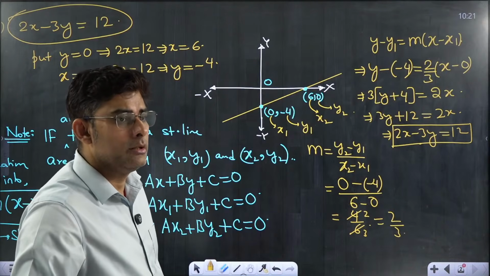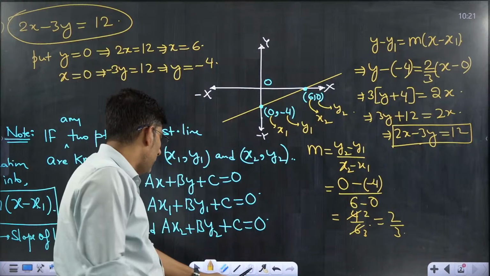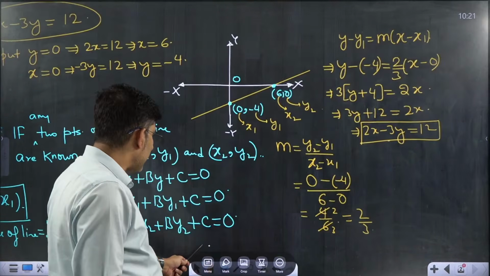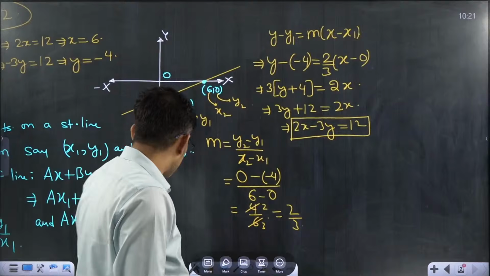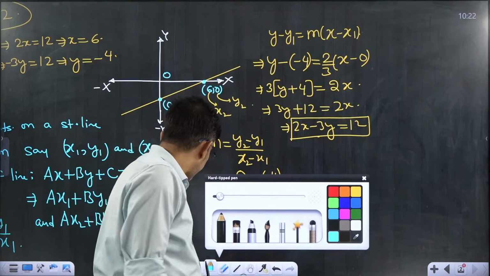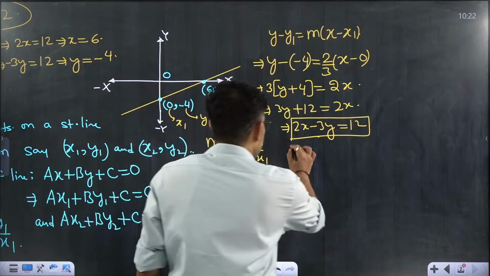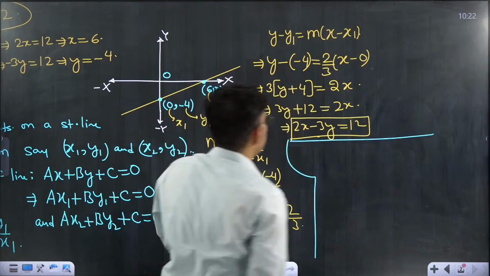Now, beta, I said whatever you do, you can take x1, y1 opposite also. Now see, I will again change and I will show you, since there should be no stone unturned for understanding whatever is being taught here. If you are having any confusion, let's change it.